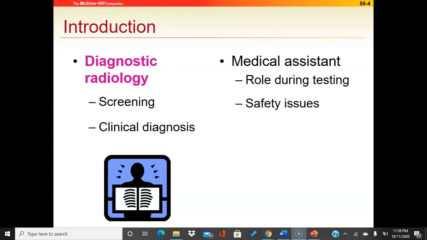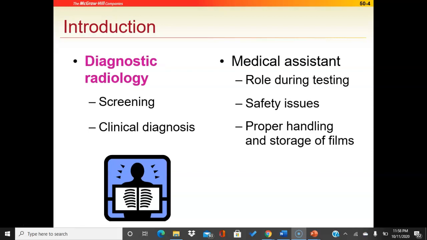So we look at diagnostic radiology. The word diagnostic means that we're using the radiology to help make a diagnosis, to help either rule something in or rule something out. And there are certain things that we can do that are screening diagnostic radiology, such as a mammogram, where we send somebody on a regular basis to check and see if anything is abnormal. And there are other scenarios where we'll do diagnostic radiology to actually make a diagnosis.